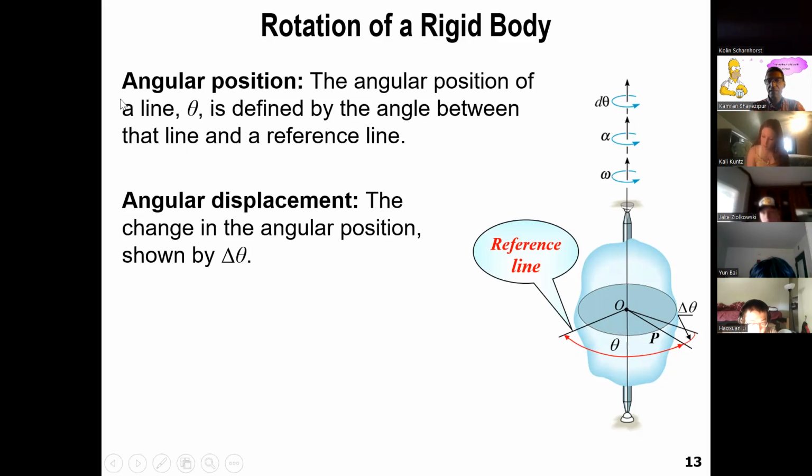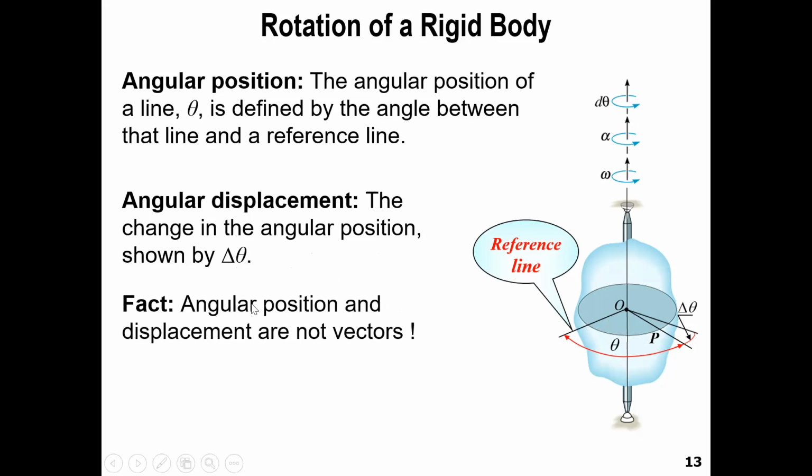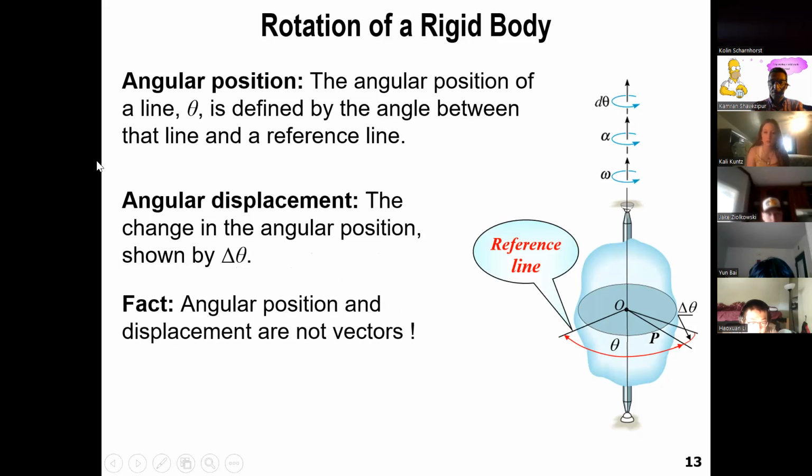Anything we had for linear displacement, s, delta s, v, acceleration, we're going to define it for angular position, displacement, velocity, acceleration, okay? So first of all, angular position and displacements are not vectors, right? Do you know why?